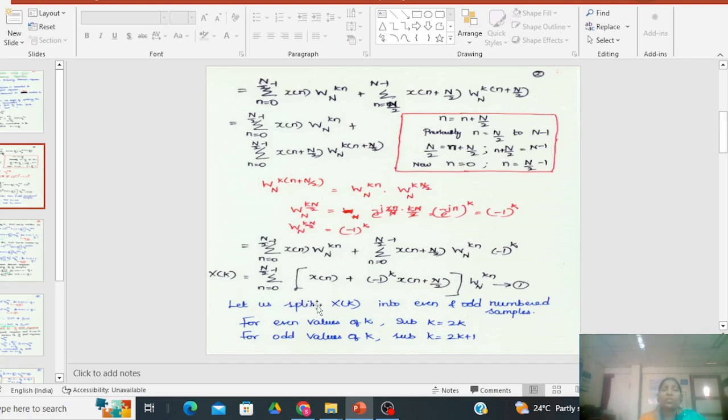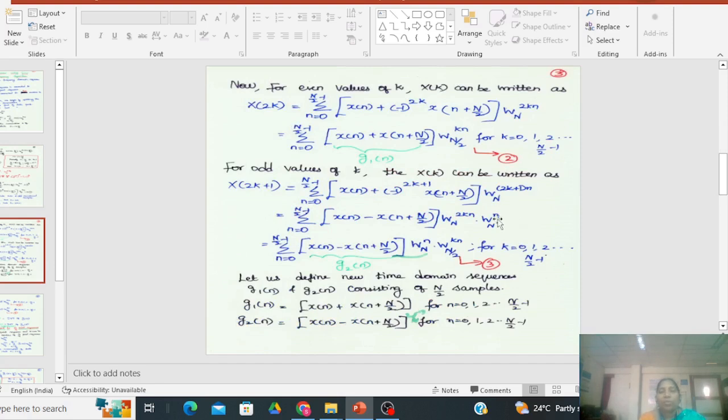Now in this equation, we have to split into even and odd numbers. For that, for even values of k, we have to substitute k equal to 2k. For odd values of k, we have to substitute k equal to 2k plus 1. Now equation 1 becomes, for even values, wherever you have k, we have to replace it with 2k. So in the place of minus 1 whole power k, we have replaced with 2k, in the place of x of k we have replaced with 2k, and in W_N power kn, in the place of k, we have replaced with 2k.